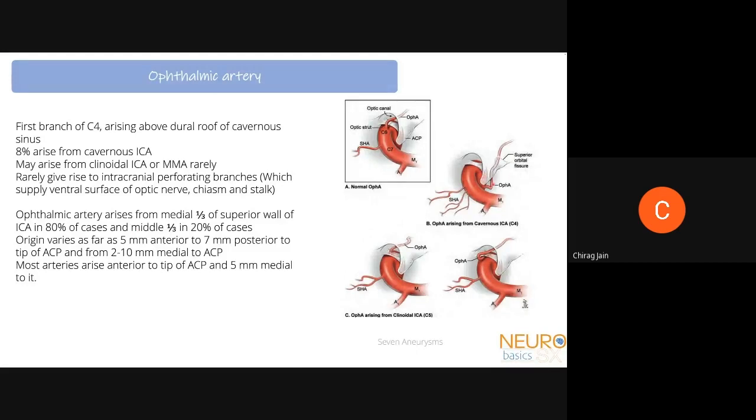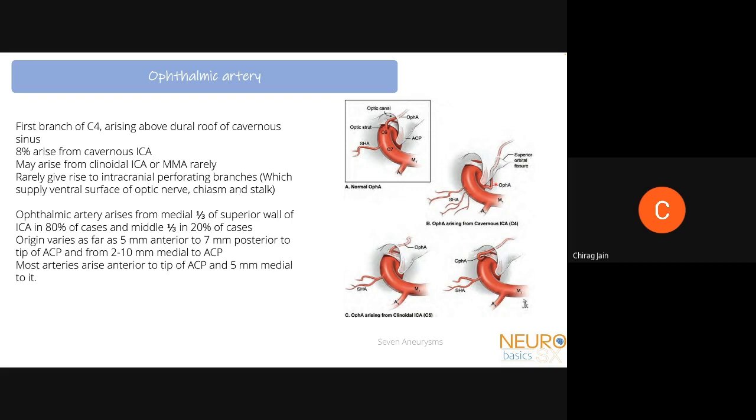8% of ophthalmic arteries, on the other hand, can arise from the cavernous ICA, as we can see over here. They then have to run through the dura and penetrate it, entering through the superior orbital fissure instead of the optic canal. They can also rarely arise from the clinoidal ICA, which is also extradural. And very rarely they can even arise from the middle meningeal artery.